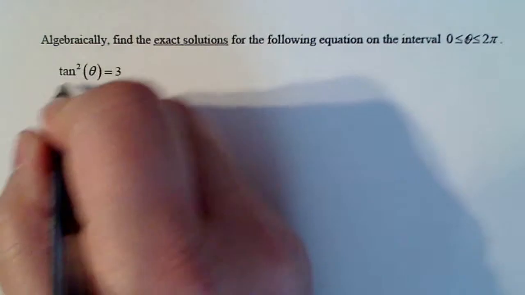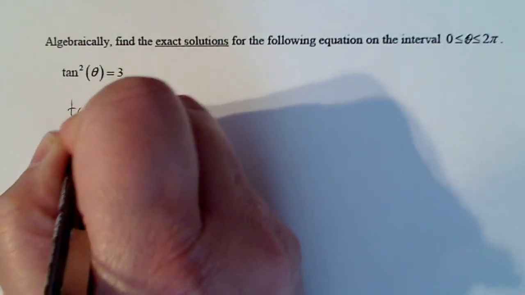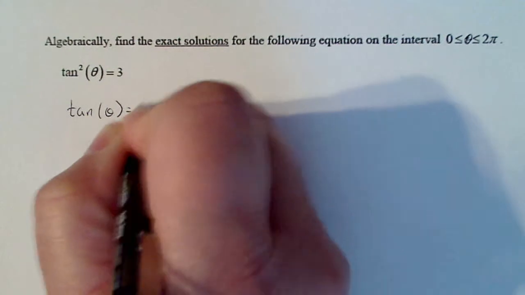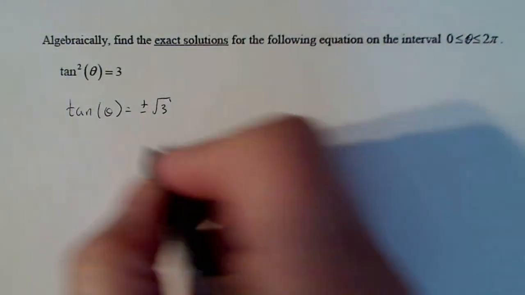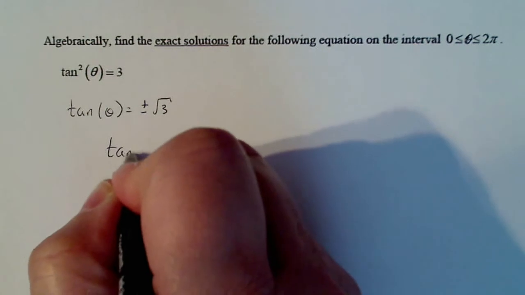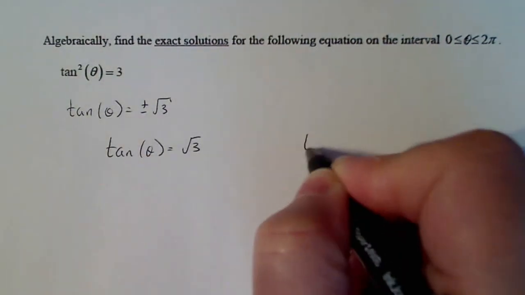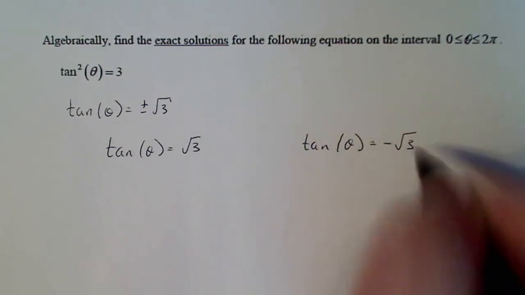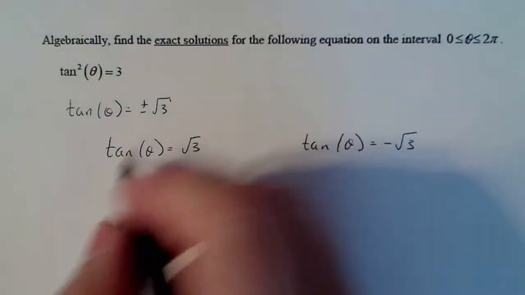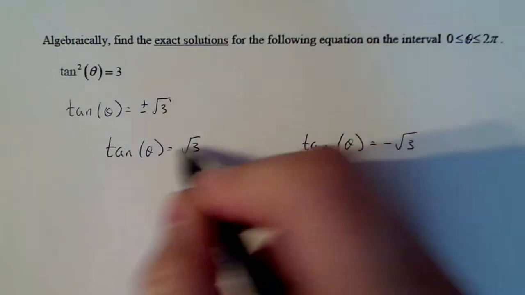In order to start solving for theta, I'm going to take the square root of both sides. So I have tangent of theta is equal to plus or minus the square root of 3. So in this event, I'm solving two equations: tangent of theta equals positive square root of 3, and tangent of theta equals negative square root of 3. Now I can take the arctan of both sides, but this is a standard angle. Both of these are standard.